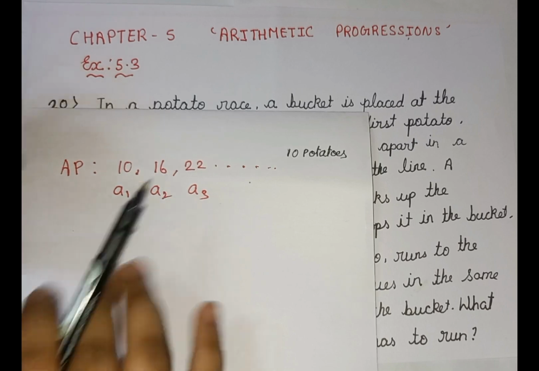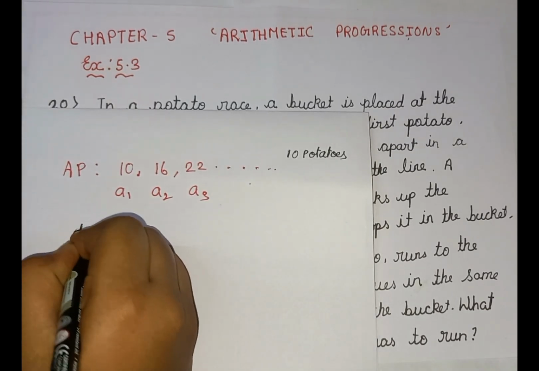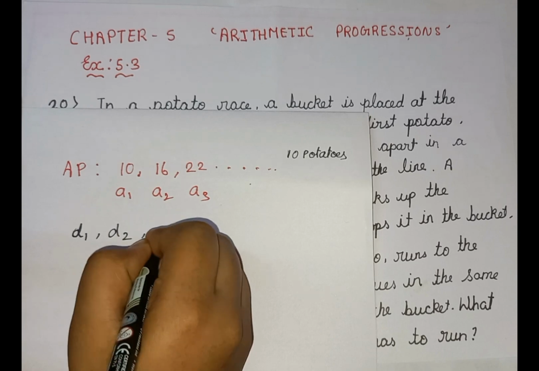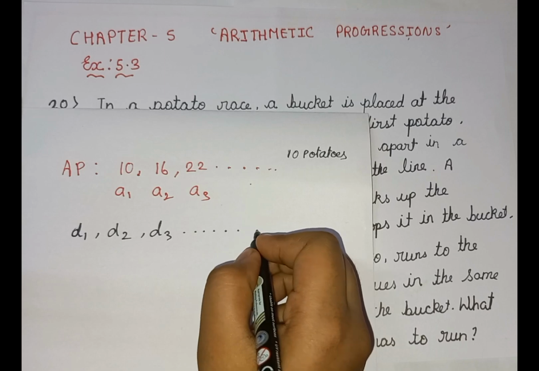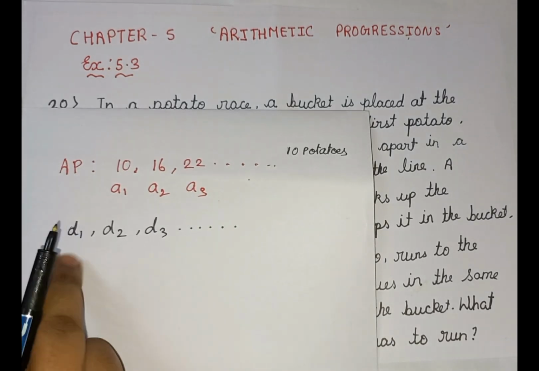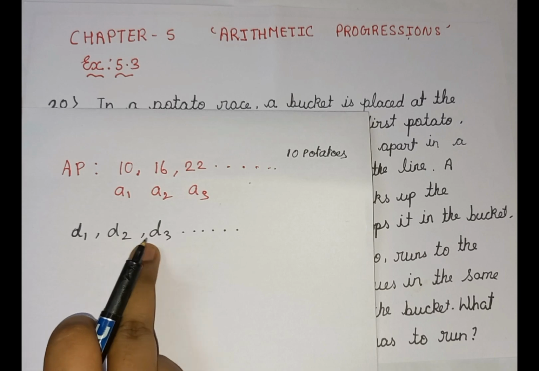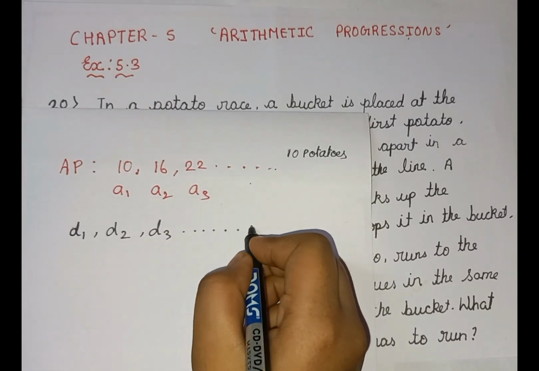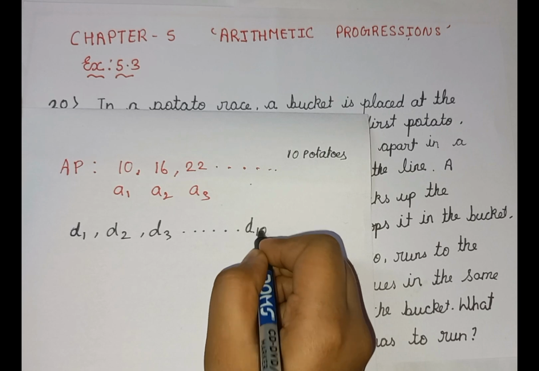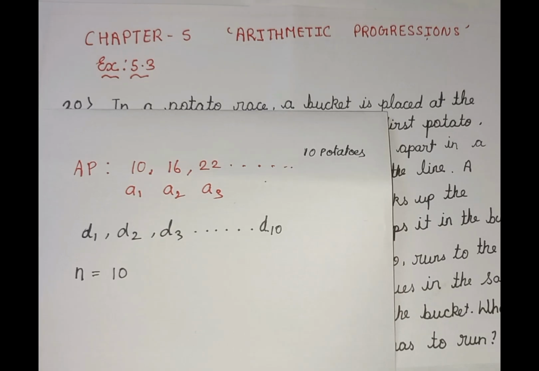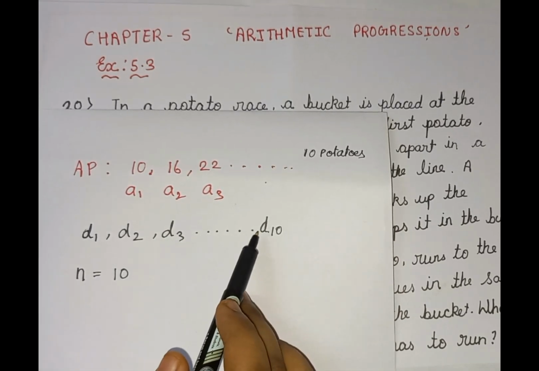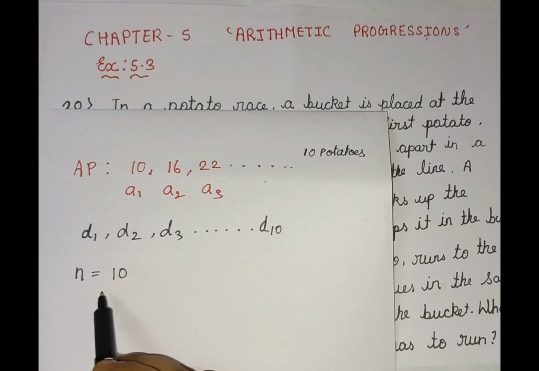So to find the total distance, here if I write d1 comma d2 comma d3, so d means distance, and so on, like this. So here the distance for first potato, distance till second potato, distance till third potato, like that we have 10 potatoes, right? So we are supposed to find distance for 10 potatoes. How to find it? Since we have 10 potatoes, I just wrote n is equal to 10. Why? Because we want the distance for 10 potatoes.